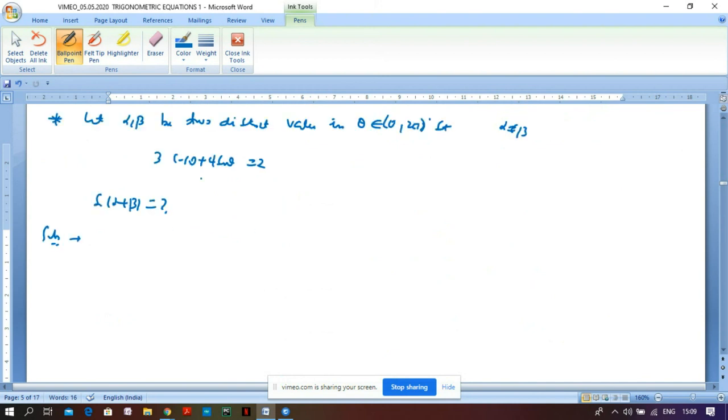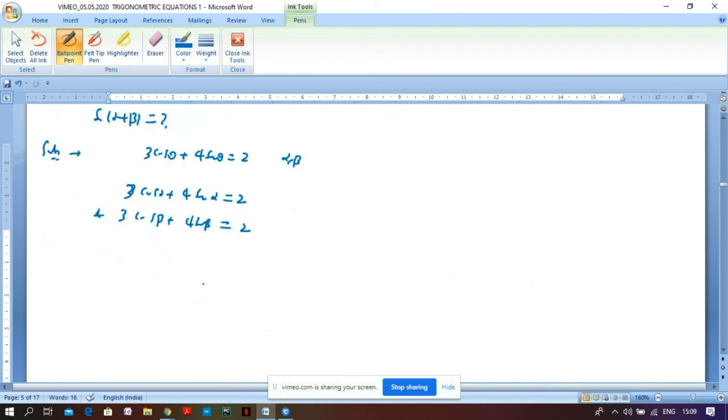Now they are not asking to solve it, you just have to find some expression. So better would be that I write that 3 cos theta plus 4 sin theta equal to 2 has roots alpha and beta, means 3 cos alpha plus 4 sin alpha is 2, and also 3 cos beta plus 4 sin beta is 2. I can subtract one from the other, so that gives me 3 times (cos alpha minus cos beta) plus 4 times (sin alpha minus sin beta) equals 0.